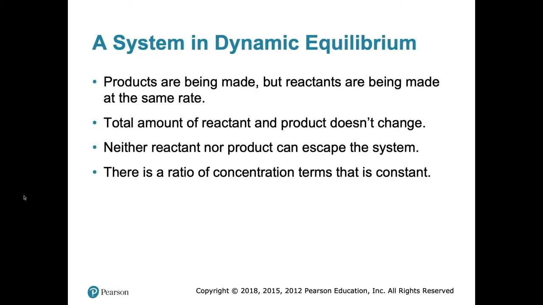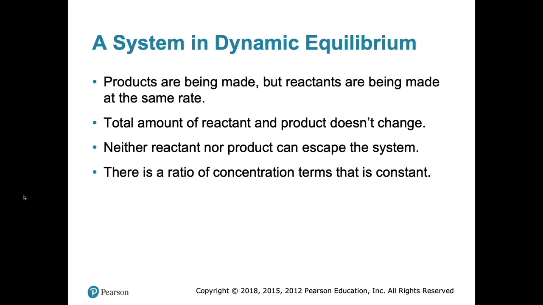Okay, so let's talk about a system in dynamic equilibrium. Products are being made, but reactants are also being made at the same rate, right? In dynamic equilibrium, the total amount of product and the total amount of reactant never changes. It never changes.